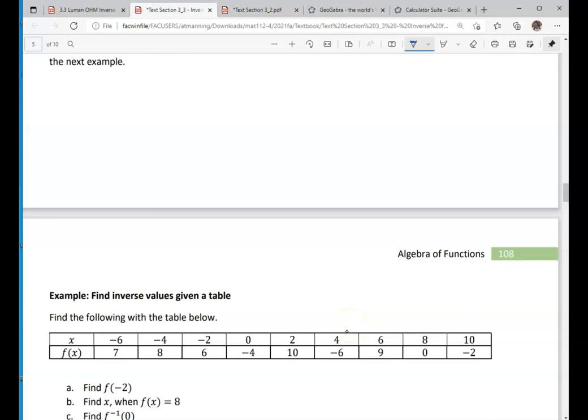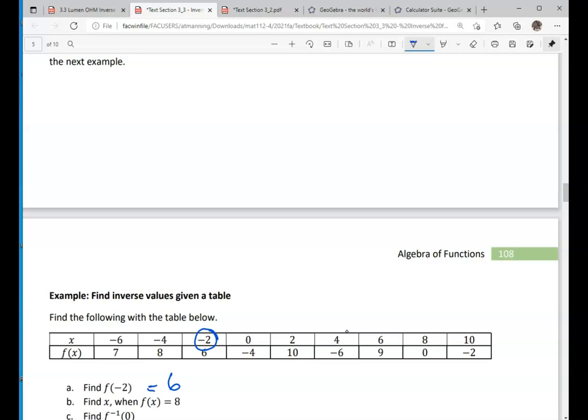Let's practice just on tables here, just to make sure we get a good understanding. F of negative 2, okay, input is negative 2. What do I get? I get 6. F of negative 2 gives me 6.